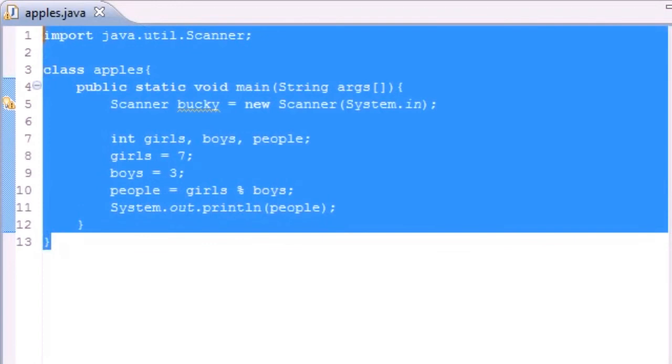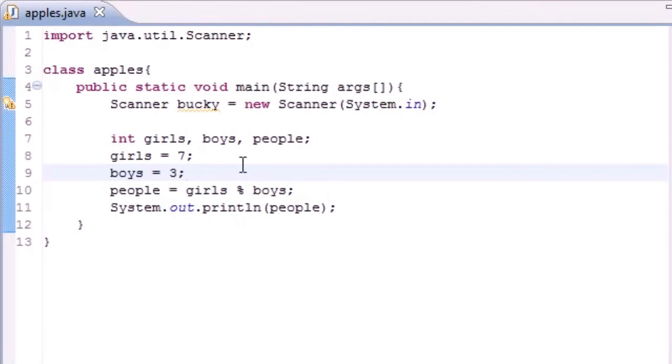Thank you guys for watching. Practice this a little. I don't know what this program is. Girls and boys and people counters, I guess. And once you get good at all the math operators, you're ready to move on to my next tutorial.